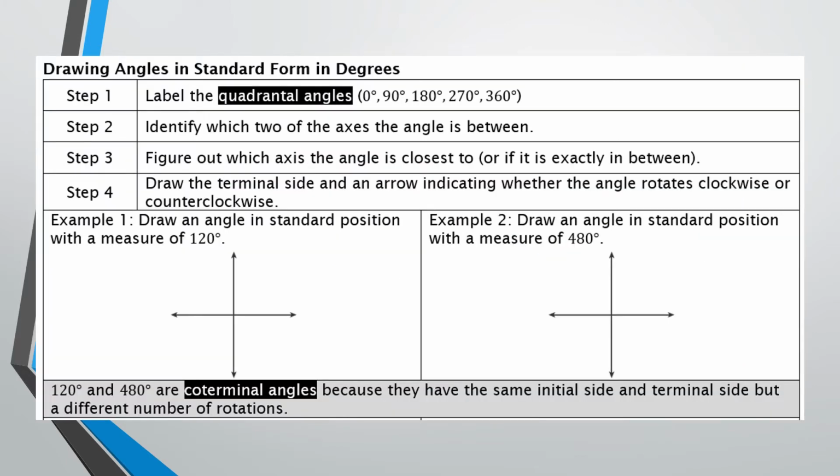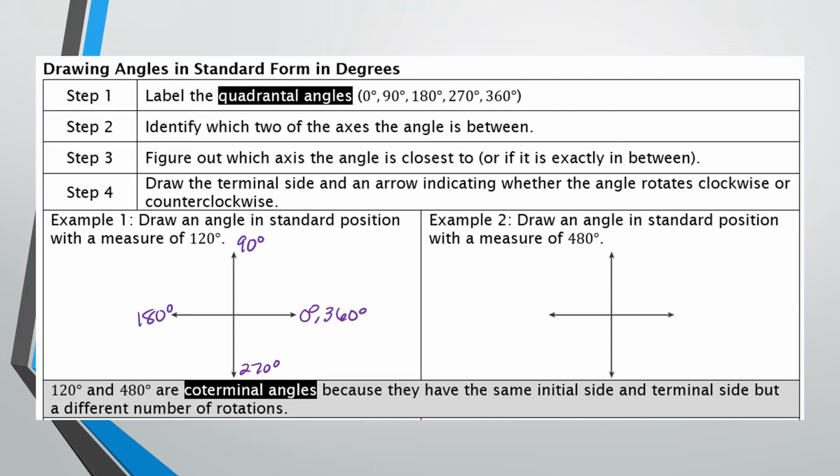In order to draw an angle in standard form, the first step we're going to do is to label all the quadrantal angles. And this is something that you will hopefully have memorized eventually if you don't already. So I'm starting here at 0 degrees, and then I'm going to add 90 every time that I rotate to the next axis. So 90, this would be 180 degrees, 270, and then one full rotation is back where we started, so it's 360 degrees all the way around.